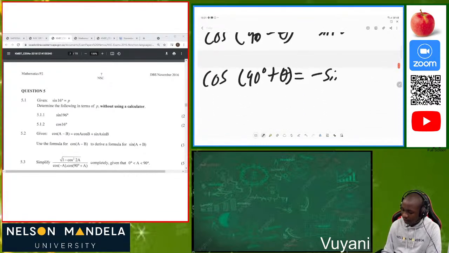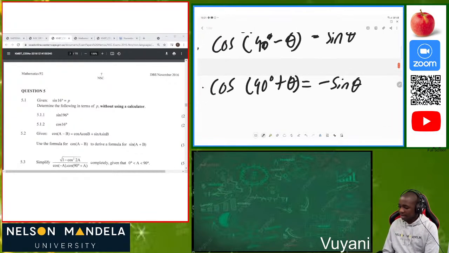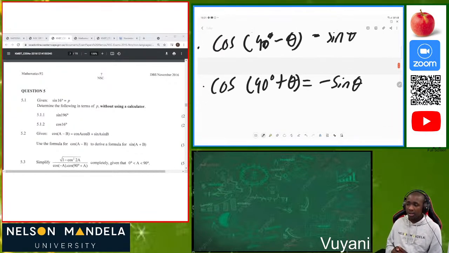Negative sine of theta. So far, is there anyone with any question? So this is basically what is so essential, so important when we look at our grade 11 trigonometry.